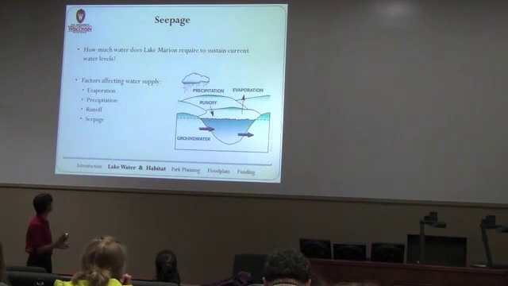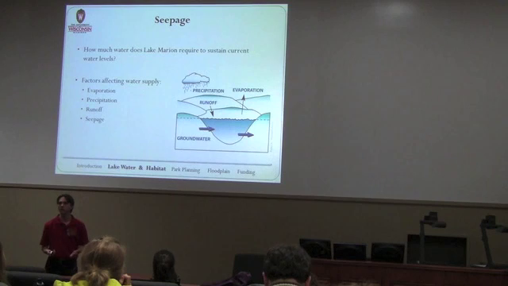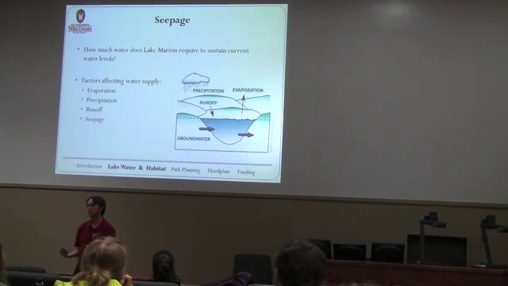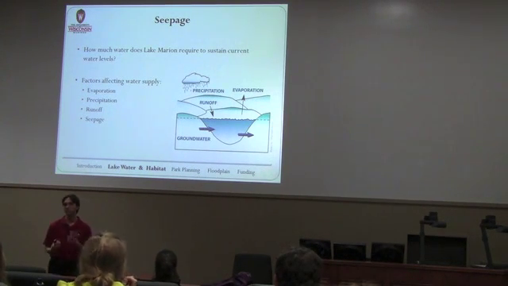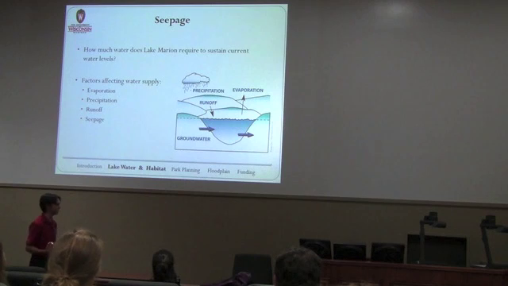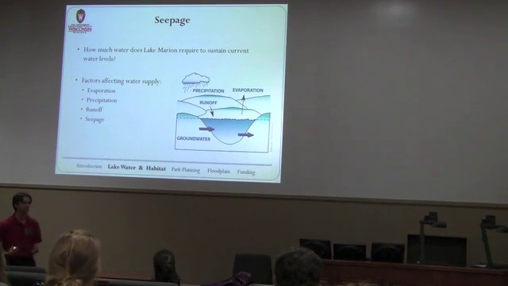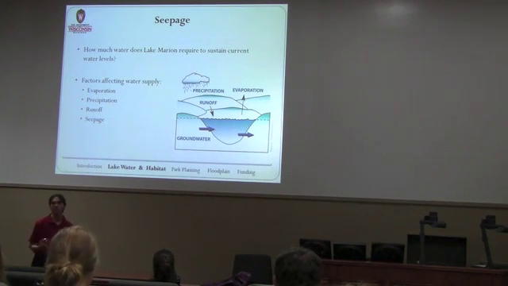So first, we looked at seepage. And the main question we were trying to answer with seepage is how much water does Lake Marion need in order to sustain its current water levels? And this question requires taking into account a number of components. These 4 components can be narrowed down to evaporation, precipitation, runoff, and seepage.